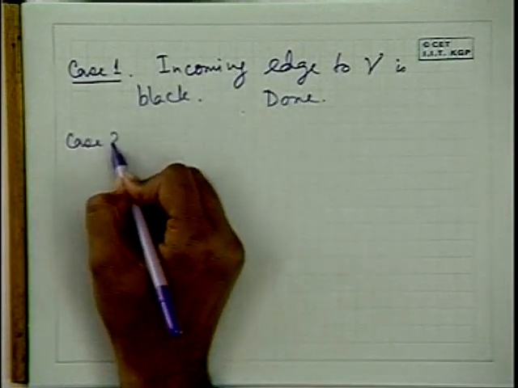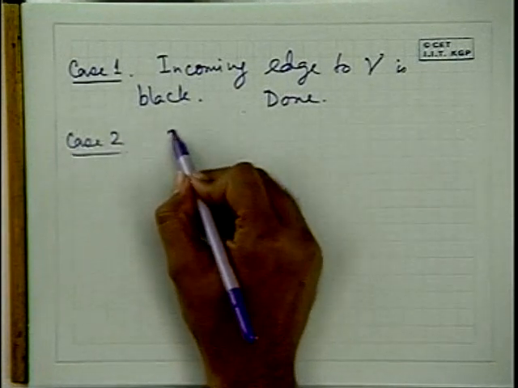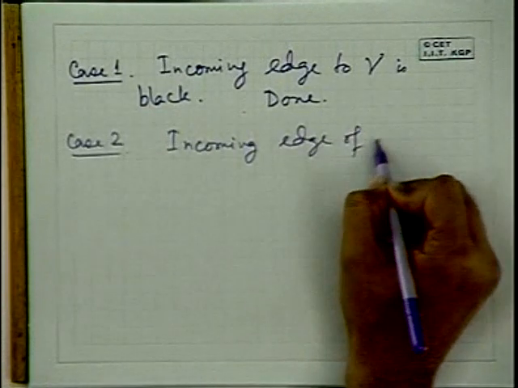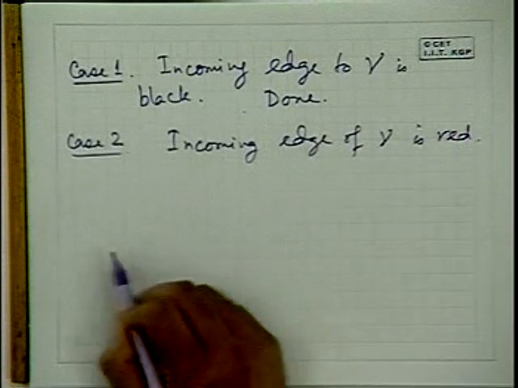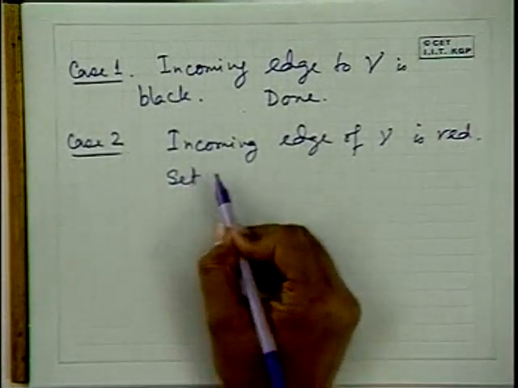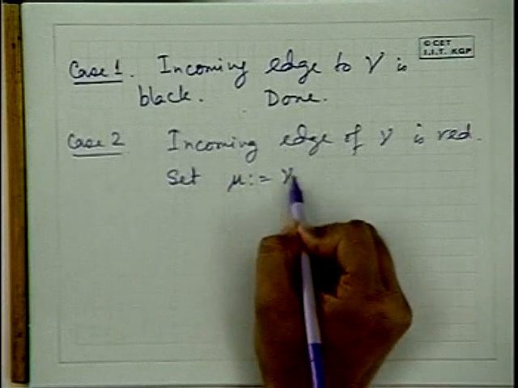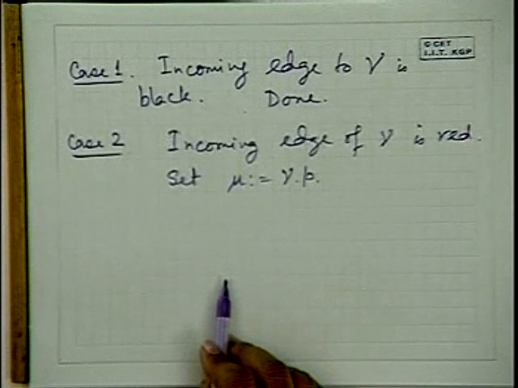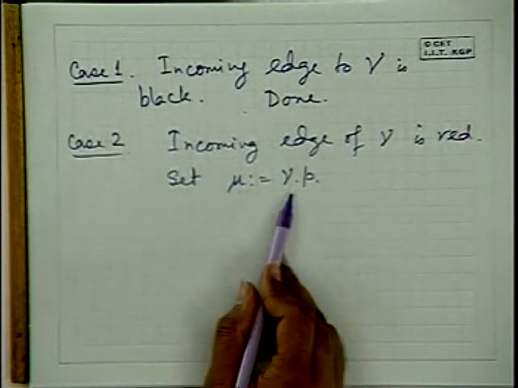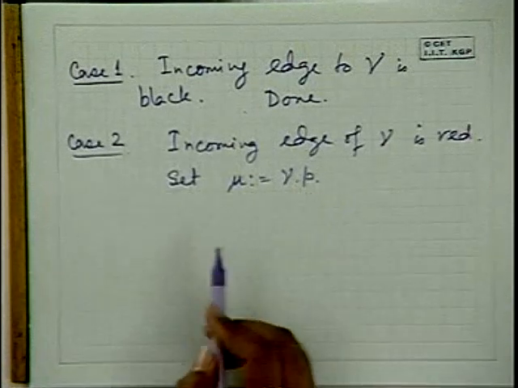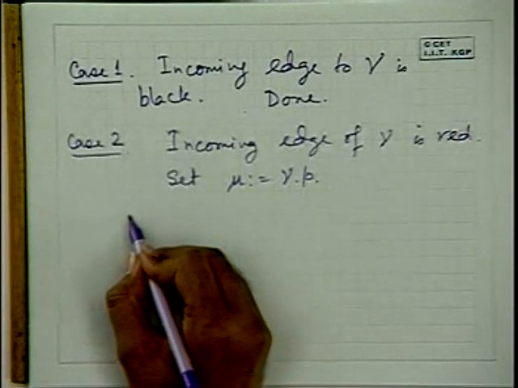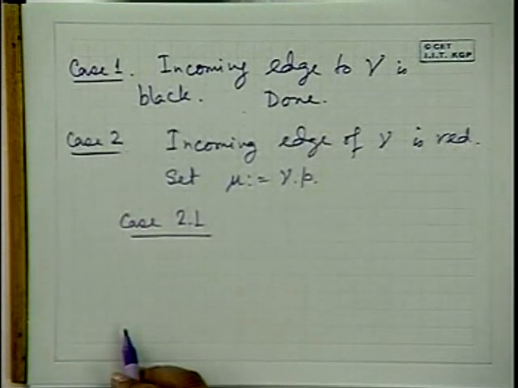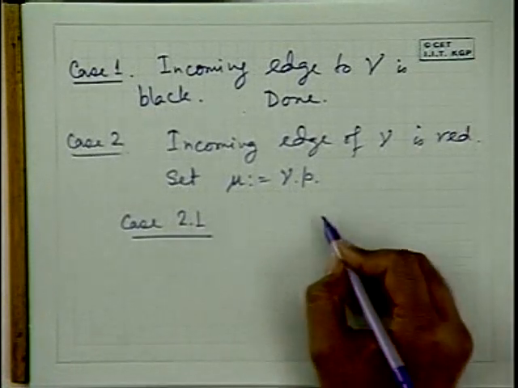Now case 2. Incoming edge of new is red. Let's set mu equal to new. We have to look into the parent of new now. Let's assume mu is equal to new dot p, the parent of new. Now we have several cases. So case 2.1. So this is the picture, several cases.